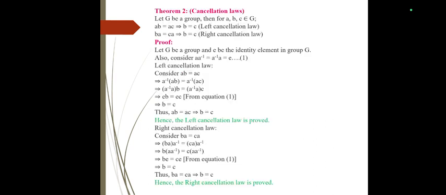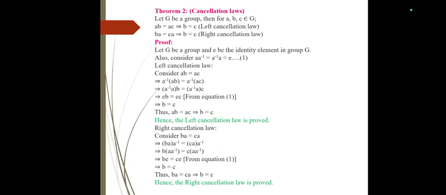Next, we'll see the theorem, cancellation laws, and this is a very important result in groups. And we have left cancellation law and right cancellation law. So let G be a group, and for any elements a, b, c in G, we have to prove for left cancellation law, ab equal to ac implies b is equal to c, and the same thing by using right cancellation law, ba equal to ca implies b is equal to c. So to prove that, we'll first consider a group G and e be the identity element in group G. Also, we consider a inverse a equal to a a inverse equal to e.